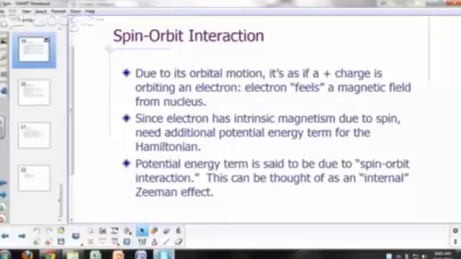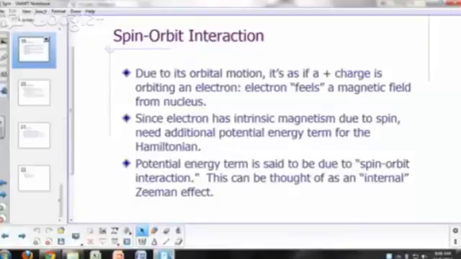Since the electron itself has an intrinsic magnetism due to its spin, then depending on how the electron's spin is aligned with the magnetic field that it seems to be feeling from the nucleus, that could affect its potential energy. So we have to add one more term to our Hamiltonian. We need to add a term due to the potential energy of the interaction of the spin and orbital motion. We say this is spin-orbit coupling, and the potential energy term that we have to add is due to spin-orbit interaction.